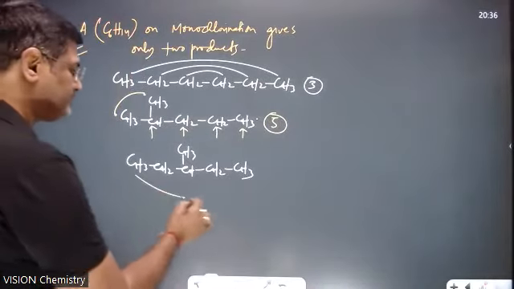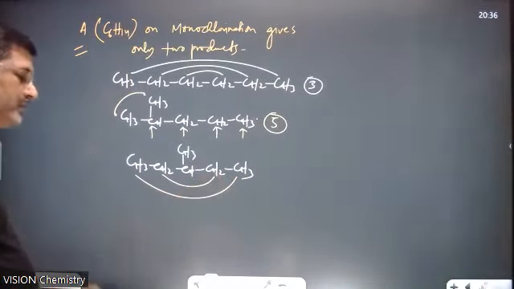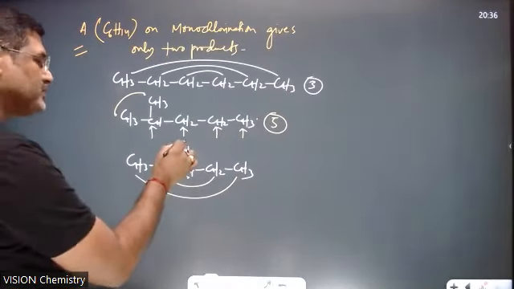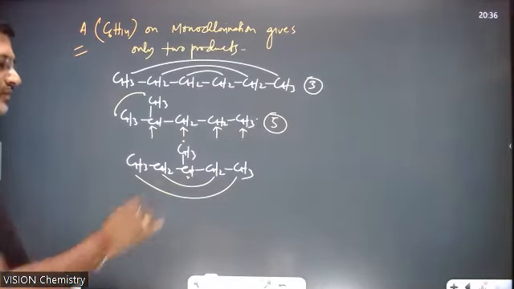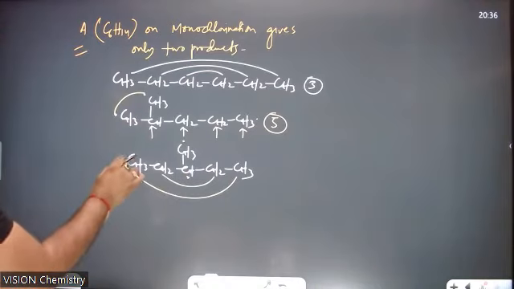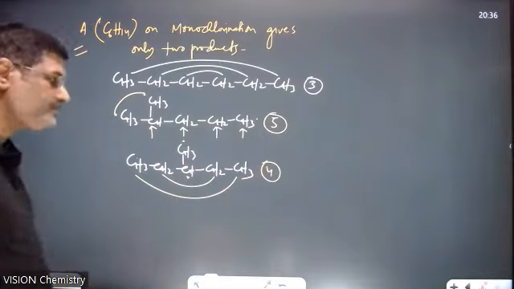How many in this case? These two are same. In this case, these two are same. This one is different. This one is different. Correct? Here, these two are same. These two are also same. This one different. This one different. Total how many? 1, 2, 3, 4. This will be giving here 4. This is the structure.